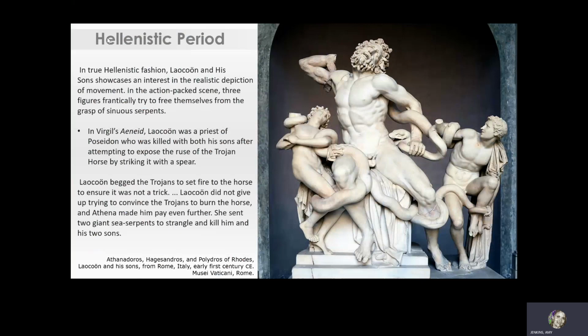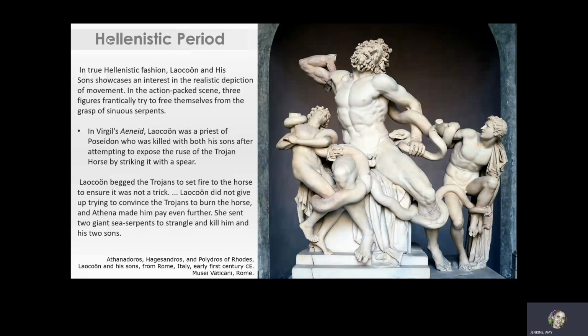In Virgil's Aeneid, Laocoön was a priest of Poseidon who was killed with both of his sons after attempting to expose the ruse of the Trojan horse by striking it with a spear. He begged the Trojans to set fire to the horse to ensure it was not a trick. Laocoön did not give up trying to convince the Trojans to burn the horse, and Athena made him pay even further. She sent 2 giant sea serpents to strangle him and his 2 sons.